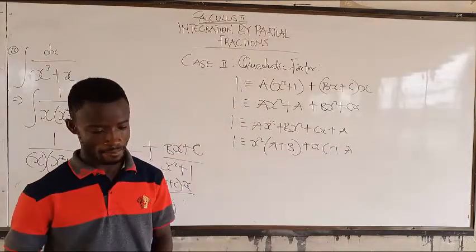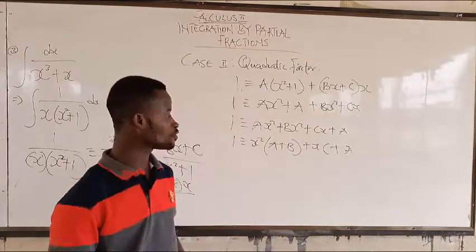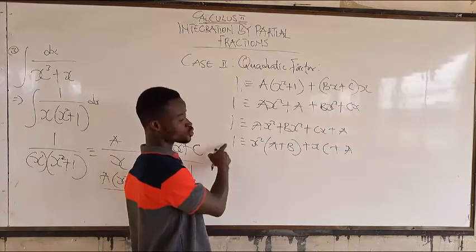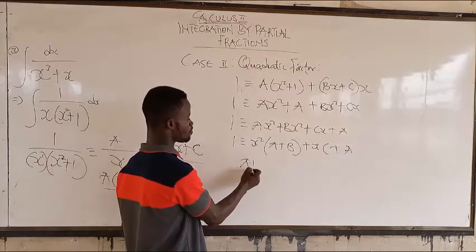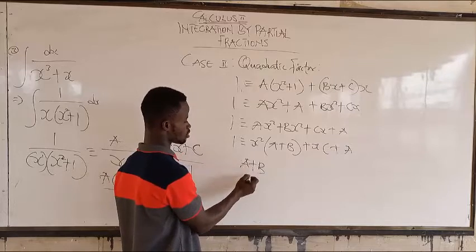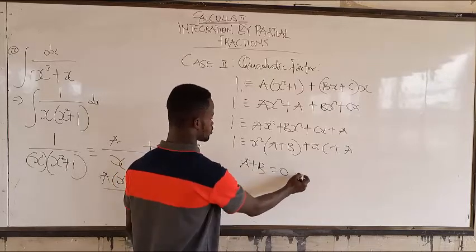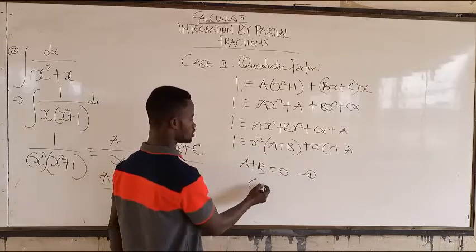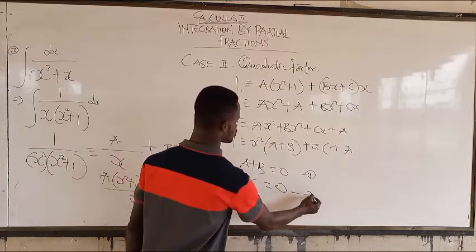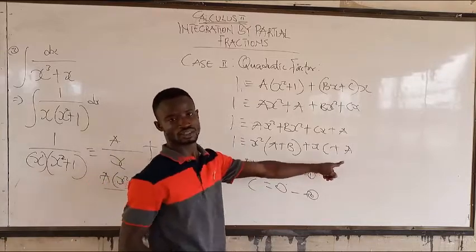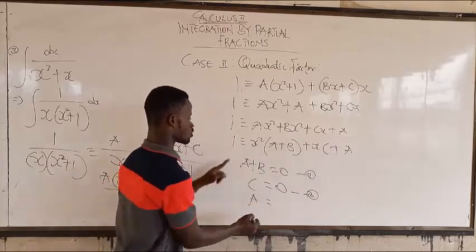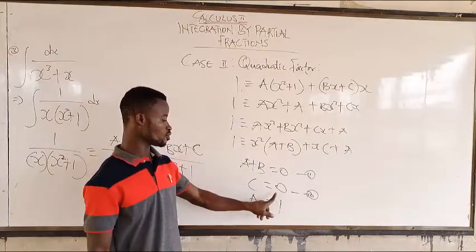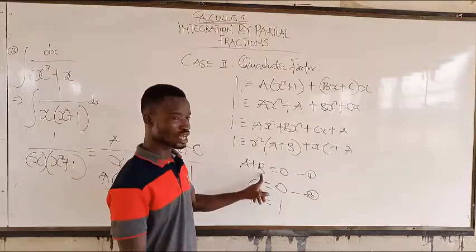So now you can compare coefficients. The coefficient for s squared here is 0, so a plus b is equal to 0, equation 1. The coefficient of the s here is also 0, so c is equal to 0, equation 2. The coefficient of the constant a is 1, so we get 1. So now we know that our c is 0, our a is 1. So we can go for b.